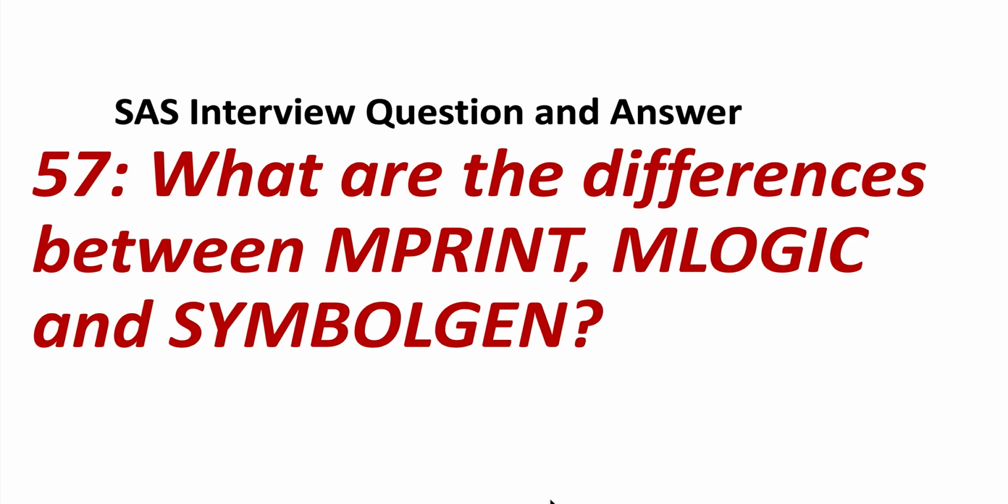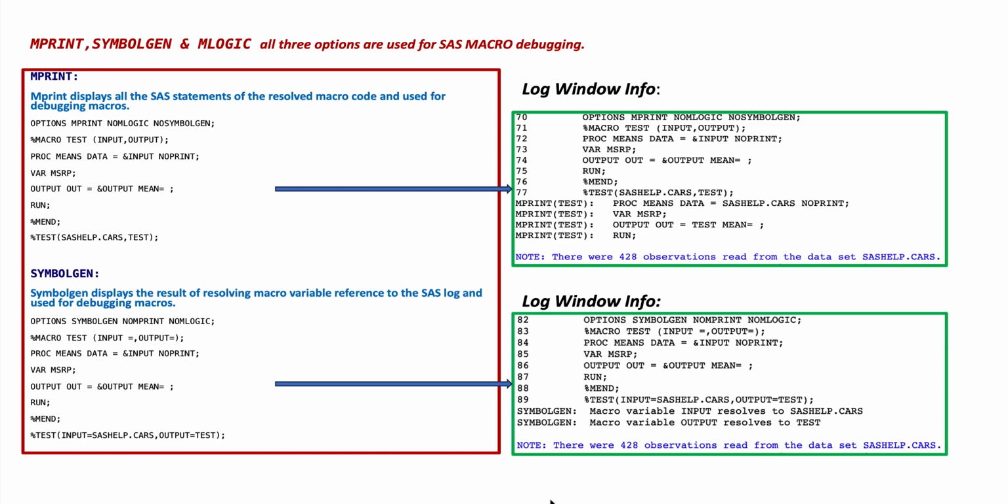SAS interview question and answer. Question number 57. What are the differences between mprint, mlogic, and symbolgen in case of SAS macro options? Mprint, symbolgen, and mlogic, all three options are used for SAS macro debugging. In this video, I am going to explain mprint, symbolgen, and mlogic separately. At the end of this video, we can identify the differences between them.